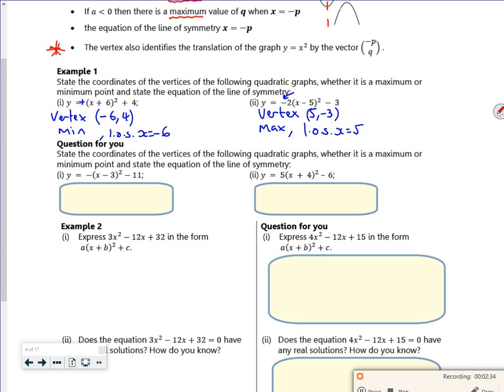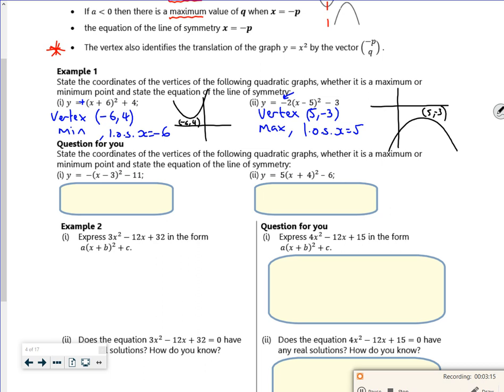So just going back to this graph, if I was to graph it, my vertex is at minus 6, 4. So I've got something where the bottom of my graph would be at minus 6, 4, there at minus 6, 4. So my line of symmetry would go through minus 6. For this one with a minus 2, because it's going to be an n-shaped curve, if my vertex is 5, minus 3, the graph is going to be like that. And that would be 5, minus 3, that vertex there.